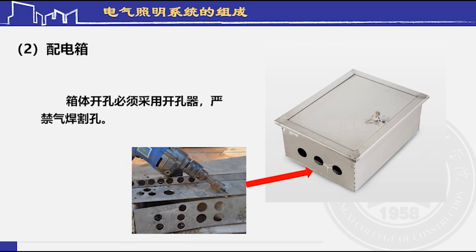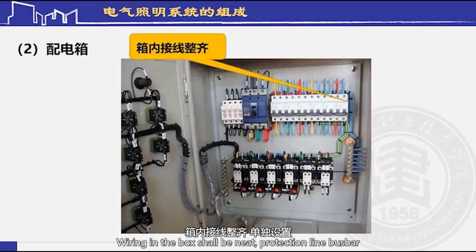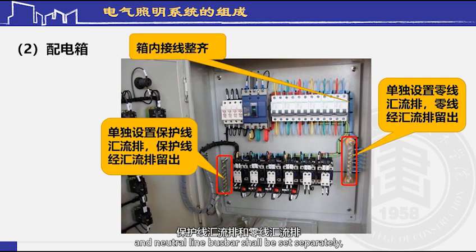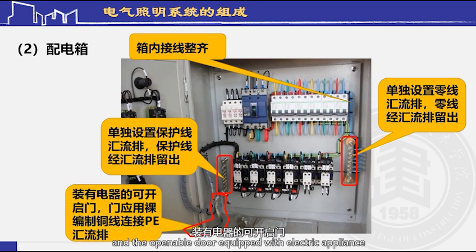The metal frame and foundation profile steel of the distribution box must be grounded reliably, PE. Wiring in the box shall be neat, and the protection line busbar and neutral line busbar shall be set separately. And the openable door equipped with electric appliance shall be connected to the PE busbar with bare copper wire.